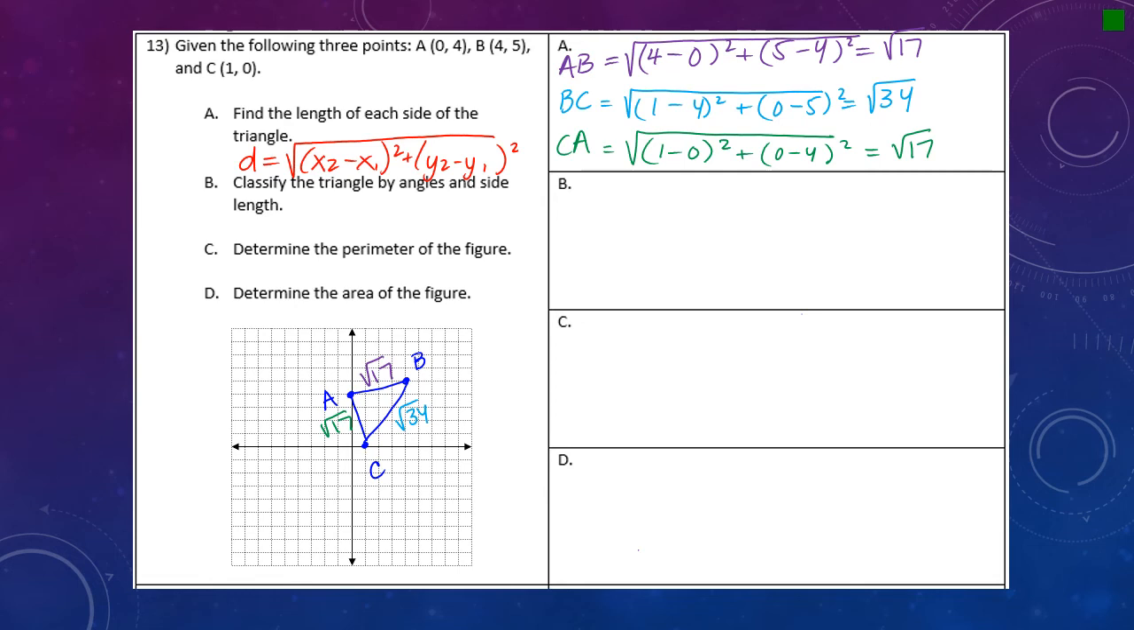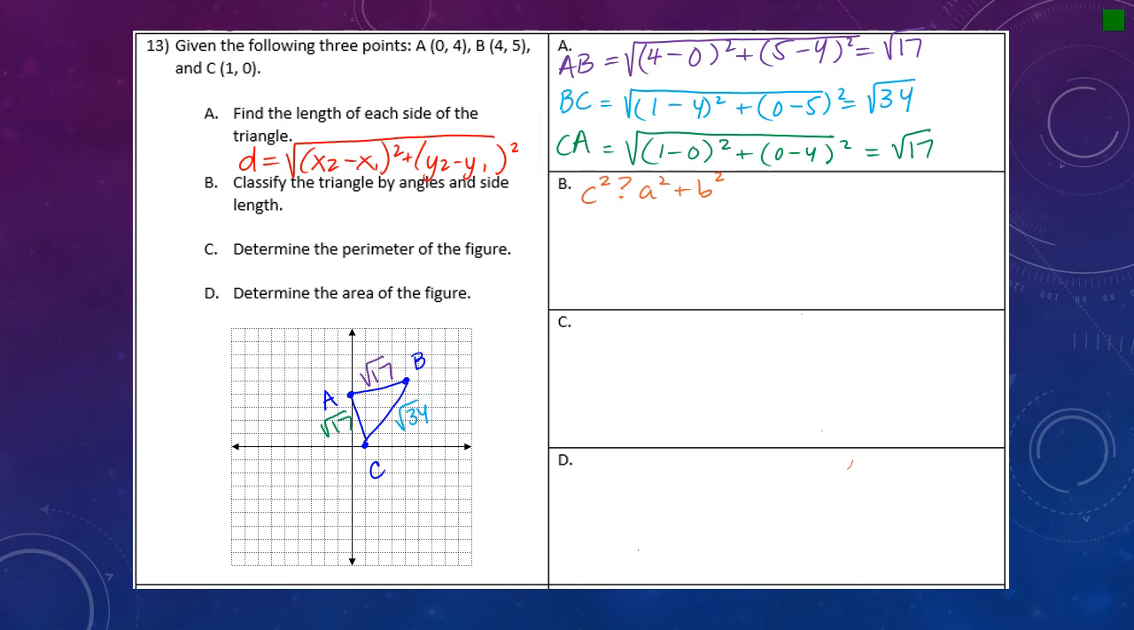Part B asks us to classify the triangle by angles and side length. So based on my work from part A, I can already tell that this is an isosceles triangle because it has two equal sides. So I know that that part is done, but I do need to check on the angles. And in order to do that, we're going to use the converse of the Pythagorean theorem. So what I'm going to do is add a squared and b squared, and I'm going to see how it relates to c squared. So is it equal to, greater than, or less than?